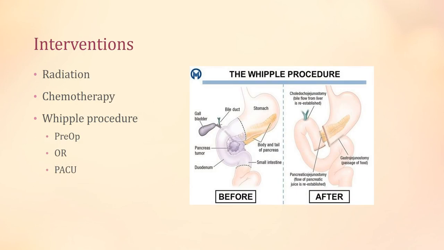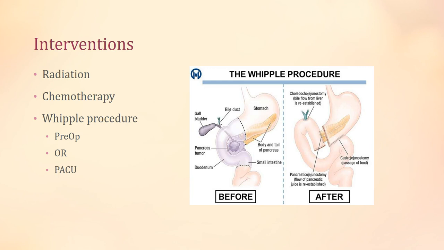And for interventions, they can actually do what they call a Whipple, which means that they actually remove a portion of the pancreas and connect it to the actual intestines. So interventions are radiation, chemotherapy with the Whipple procedure.